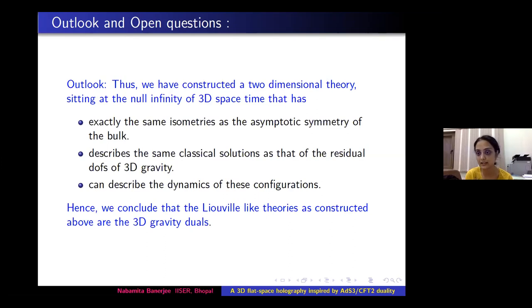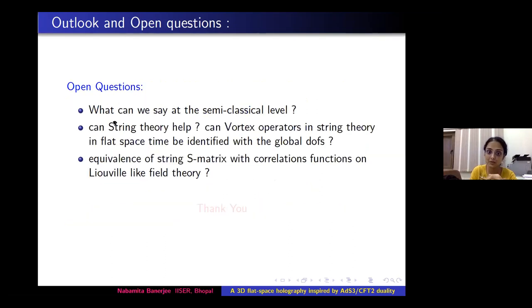If we go back to our AdS3/CFT2 lessons, these are like the first four points there. Those first four points, we have an equivalence in this case. But now comes the fifth point, because there we saw that the vortex operators were mapped to the bulk degrees of freedom of the string solution. So can we do similar things here? Those are the open questions. What can we say at the semi-classical level? This is not a precise question, so let us try to make it precise. What can we really look at?